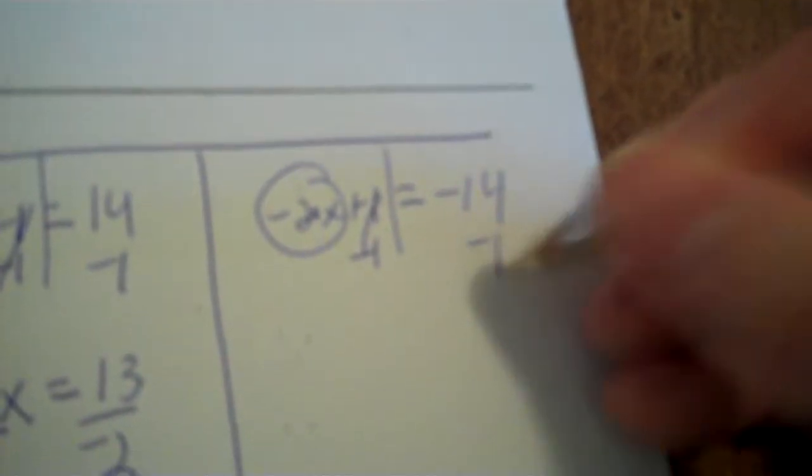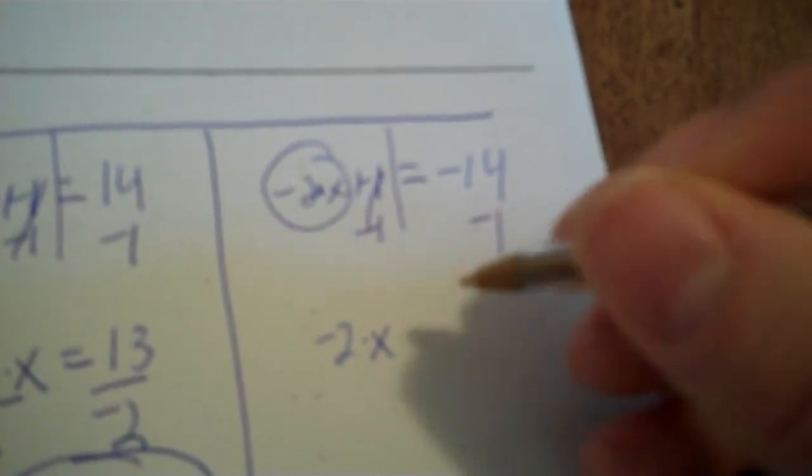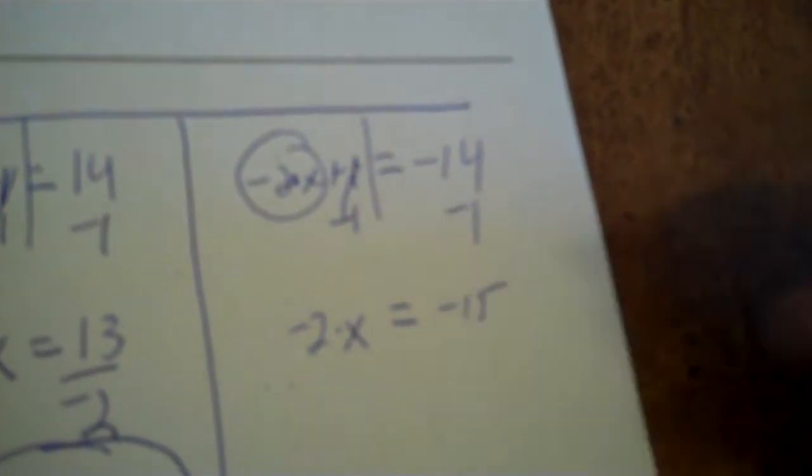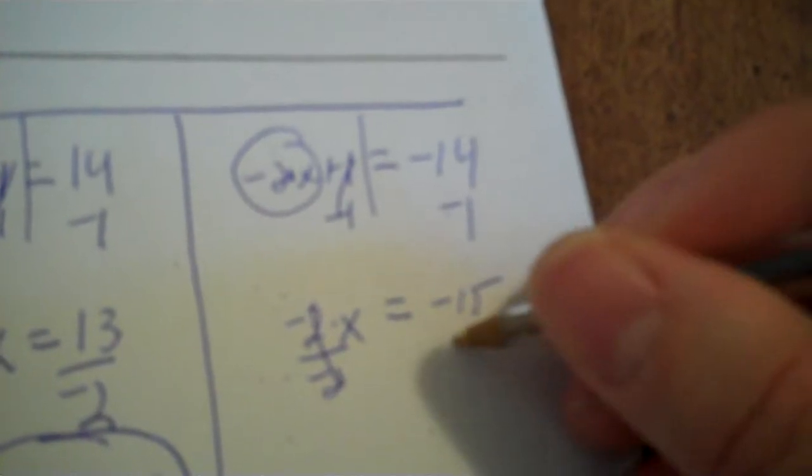Minus 1, negative 2 times x. Now it's negative 14. Back 1 would be negative 15. You divide by negative 2. And x equals 7.5.